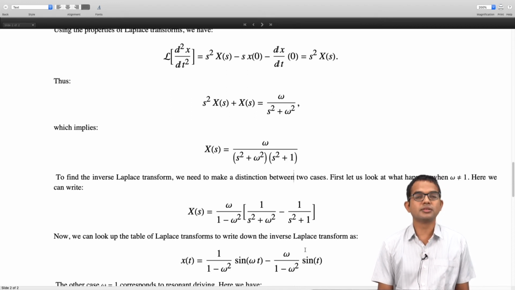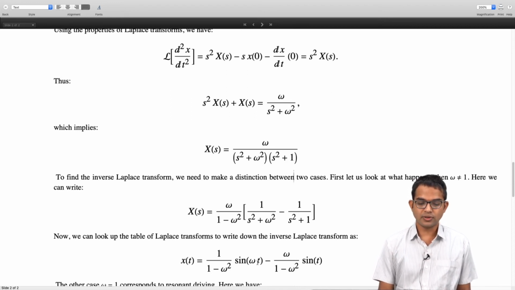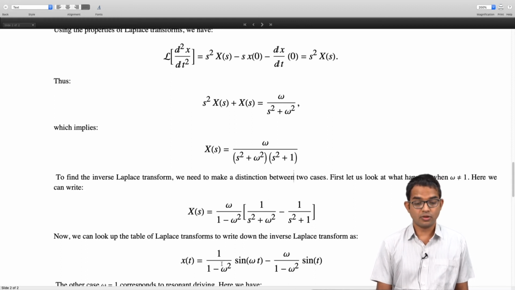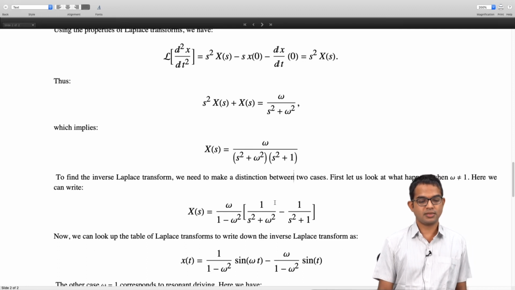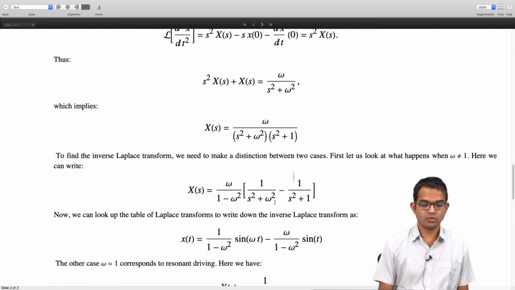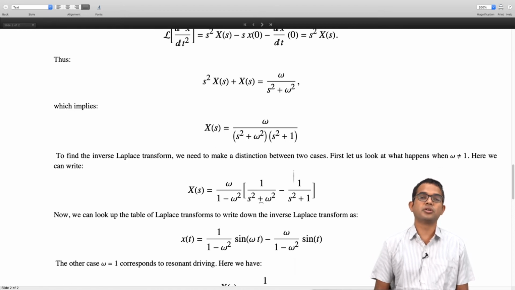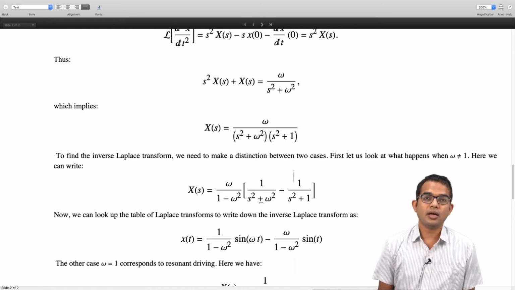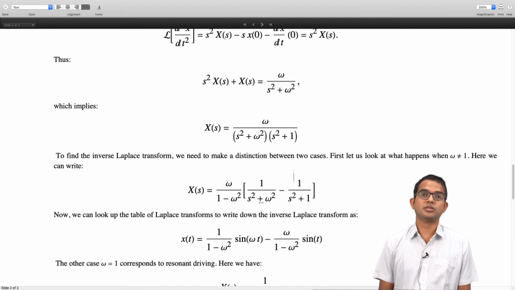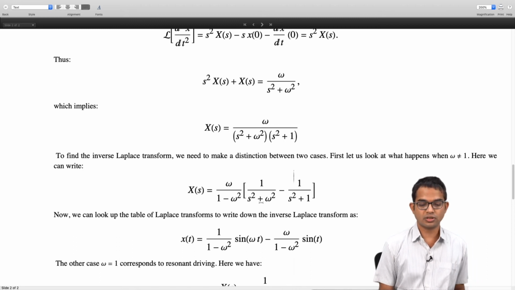You can also check explicitly that sine of t is the complementary function, and sine of omega t divided by 1 minus omega squared is the particular solution. All of this has to be checked explicitly. So now let's look at what happens when omega equals 1. This is the case of resonant driving. So we have an undamped resonantly driven harmonic oscillator.